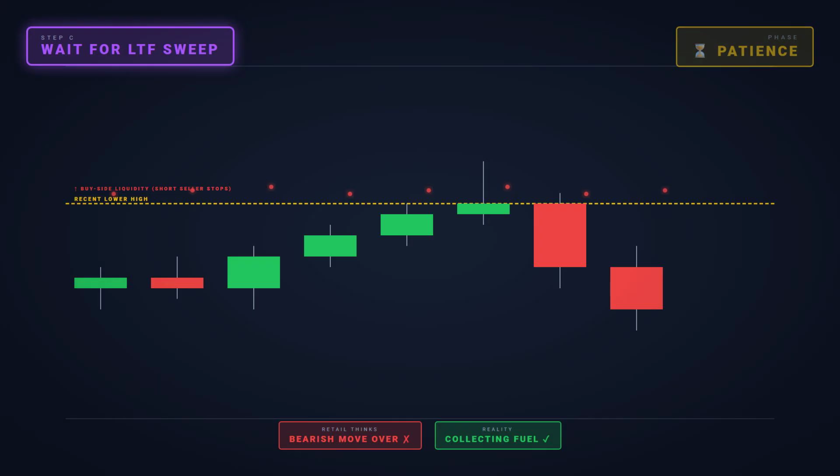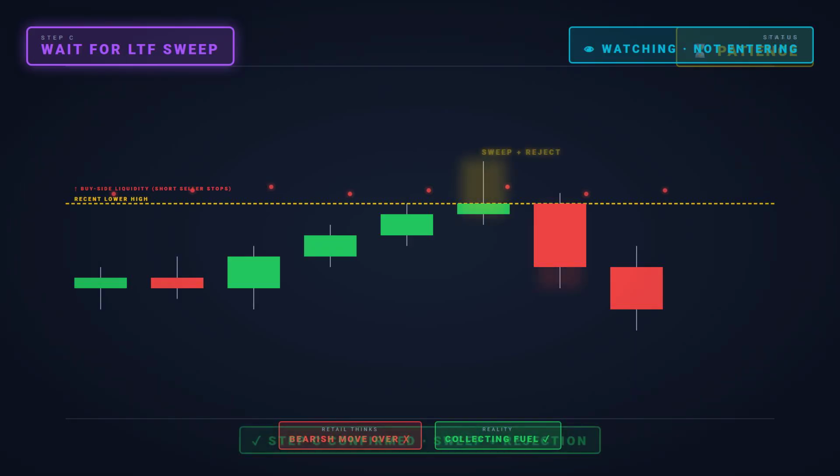Look at where I'm placing this marker on screen. That recent lower high right here. Above it is buy-side liquidity. Price is currently moving toward it. I'm not entering. I'm watching. The sweep hasn't happened yet. Step C is not confirmed until price pushes above that level, triggers those stops, and shows a rejection back below it.